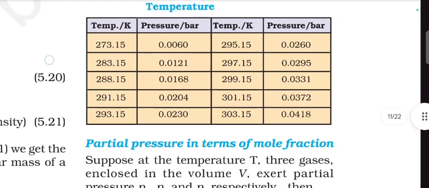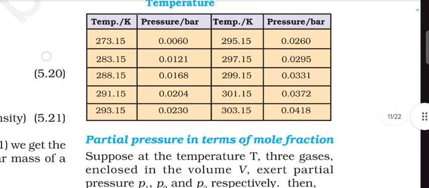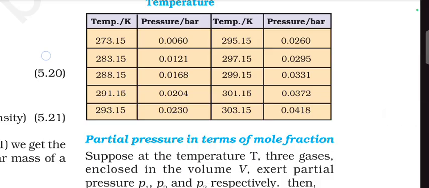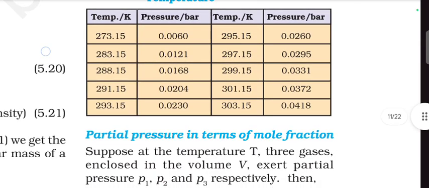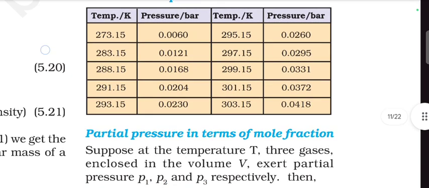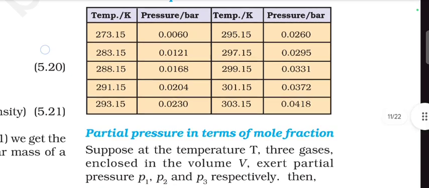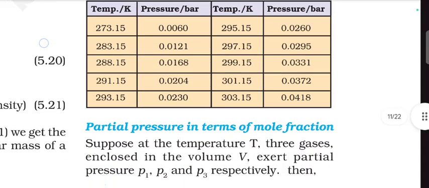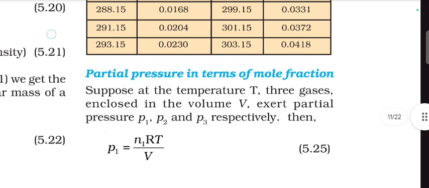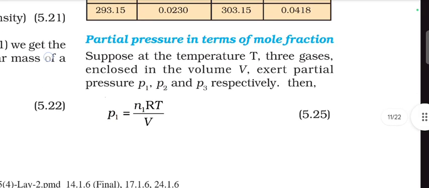Temperature 288.15, pressure 0.0168; temperature 299.15, pressure 0.0331; temperature 291.15, pressure 0.0204; temperature 301.15, pressure 0.0372; temperature 293.15, pressure 0.0230; temperature 303.15, pressure 0.0418. Partial pressure in terms of mole fraction.